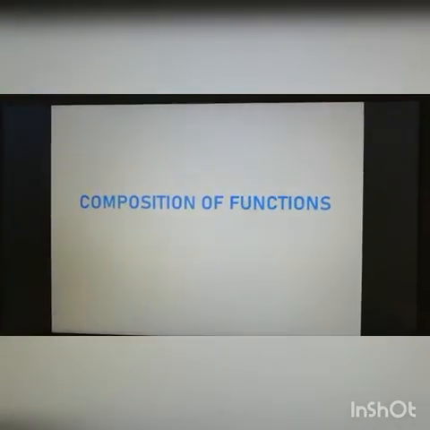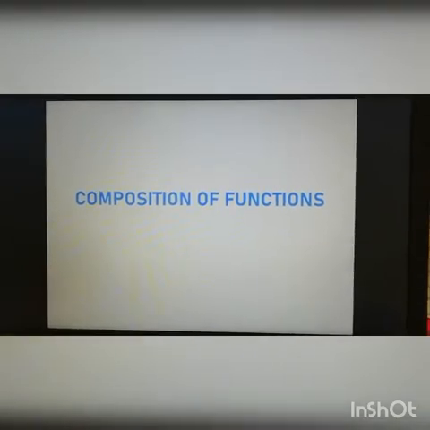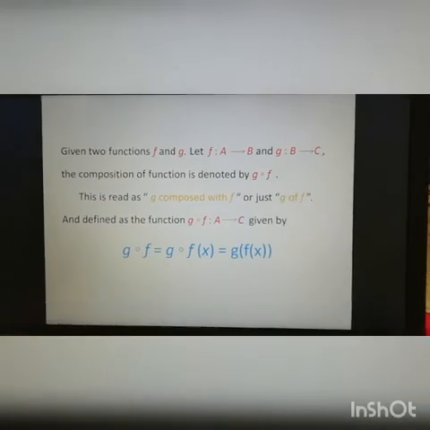Today we'll be discussing the topic of composition of functions. It is nothing but a combination of functions. So let us begin with the definition.